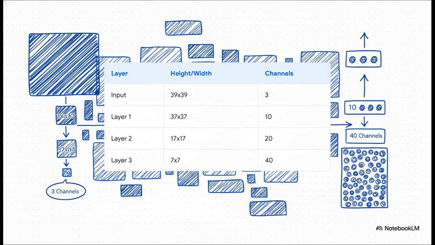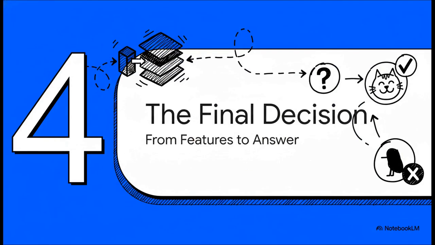As you go deeper into the network, the spatial dimensions, the height and width, get smaller and smaller, going from 39 all the way down to 7. But at the exact same time, the channel depth gets bigger and bigger, exploding from 3 to 40. We're squeezing the where information into a much richer what representation. So we have this rich 7 by 7 by 40 block of features. That's great, but how in the world does that become a simple answer like, yep, that's a cat? The network still needs to make a final call.